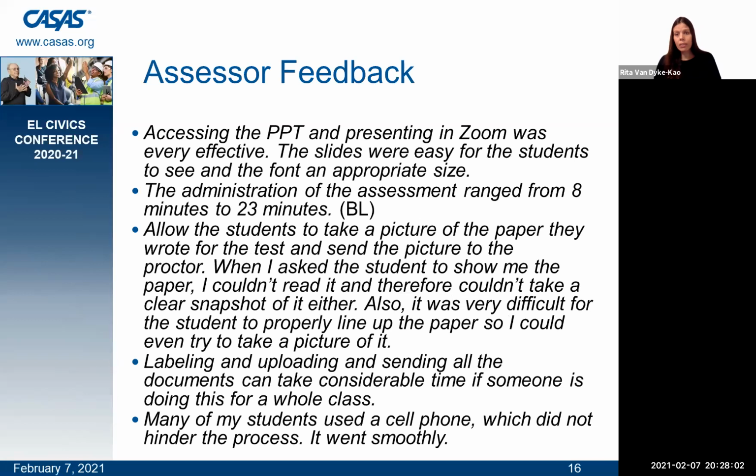All right, so I want to give you some feedback from our assessors. Again, we had teachers do this, we had instructional assistants, proctor, and so we got feedback from everybody during our pilot project.